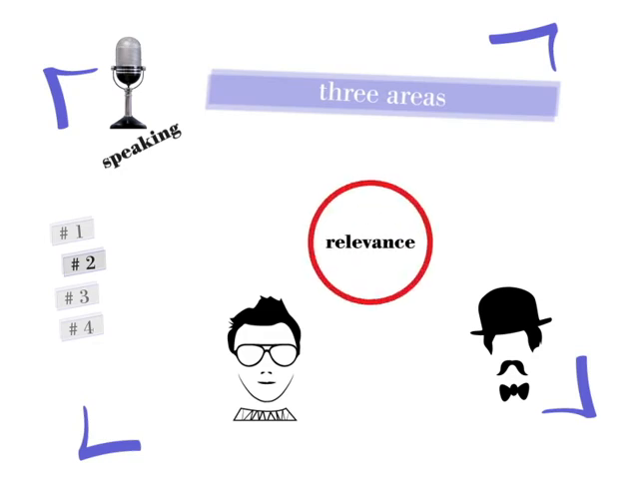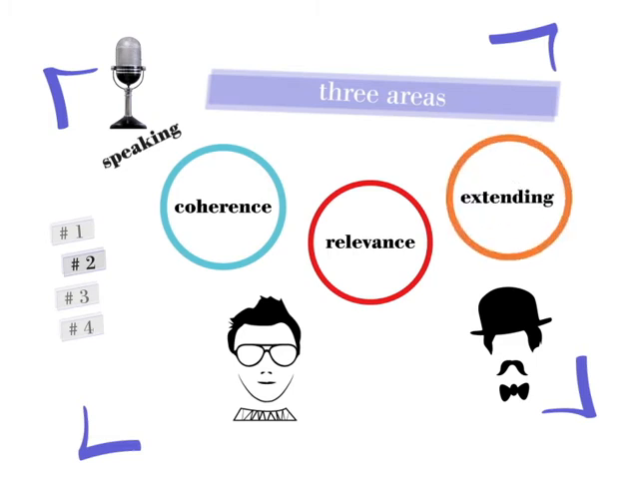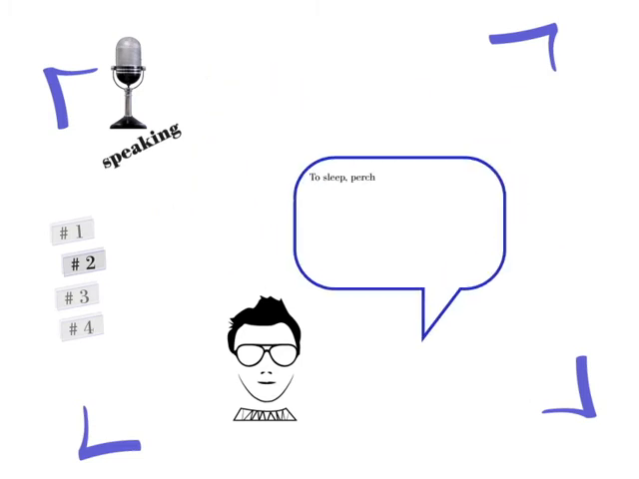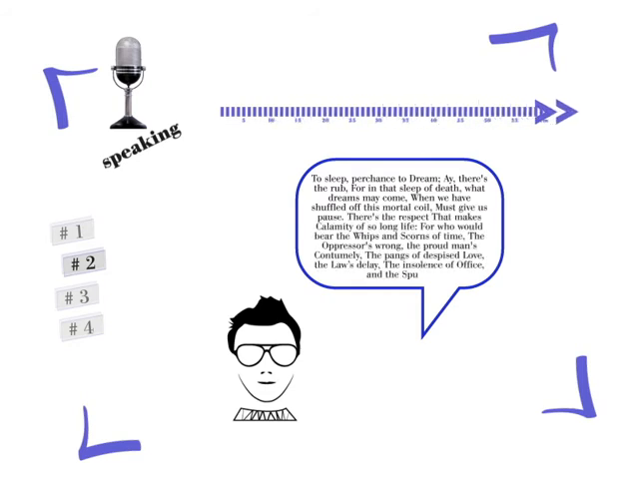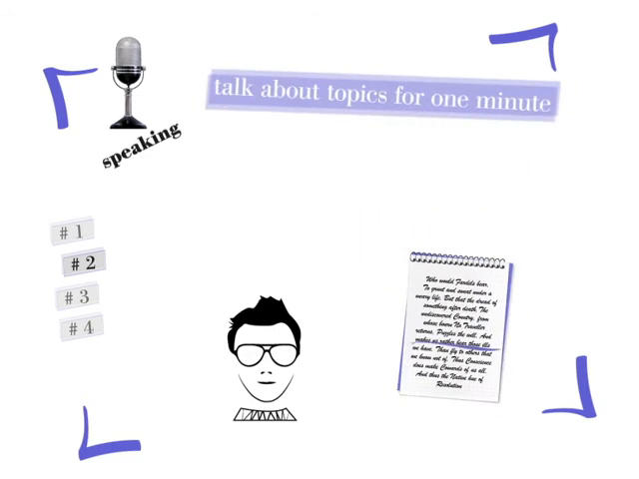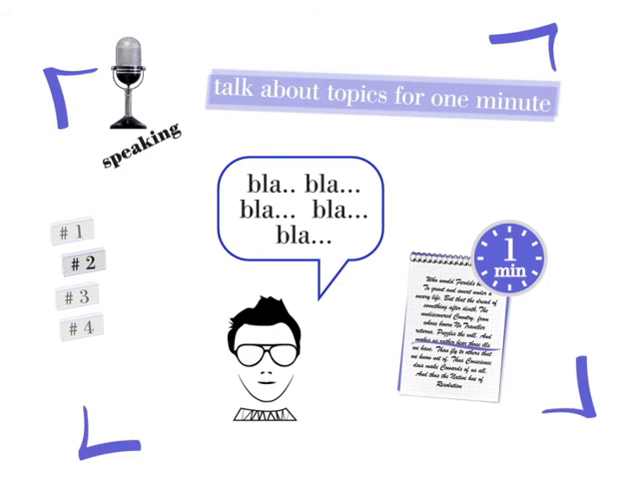Relevance. Make sure your answers are relevant to the question. Coherence. Obviously, it is important that the answers are easily understood. And the third area is that of extending the answers, not giving brief or abrupt replies. Speaking without interruption for a minute is more difficult than it seems, so you need to practice. Choose topics from your textbook and, using a stopwatch, try to talk about them for 1 minute without stopping.